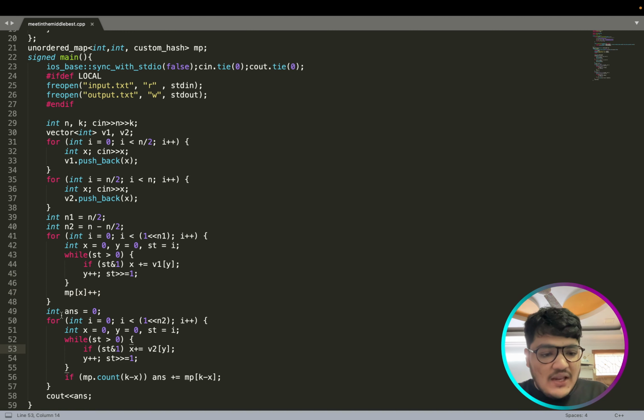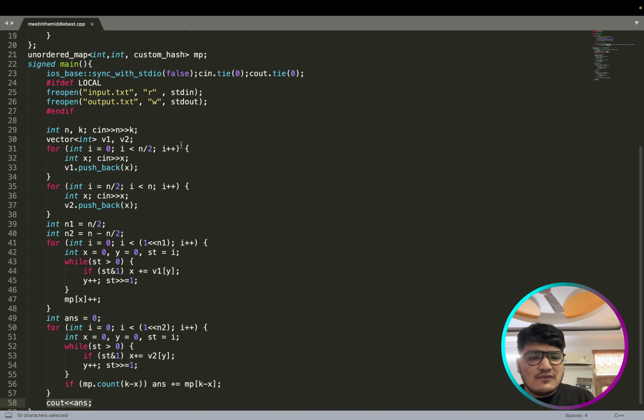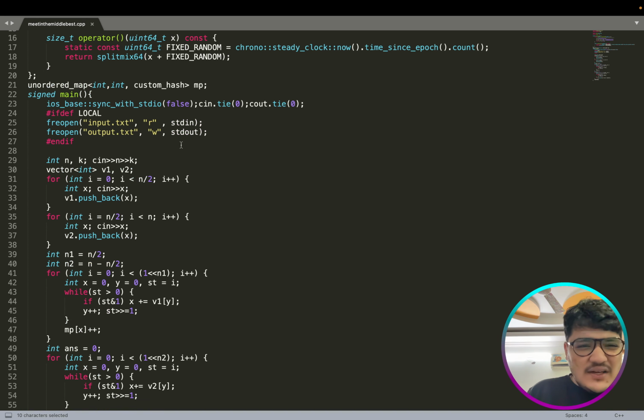Once you are done with this left part, you will do the same thing with the right part, but you have to take this into account. If the map has the particular count present, then you would increment your answer accordingly. So that was it in this problem.